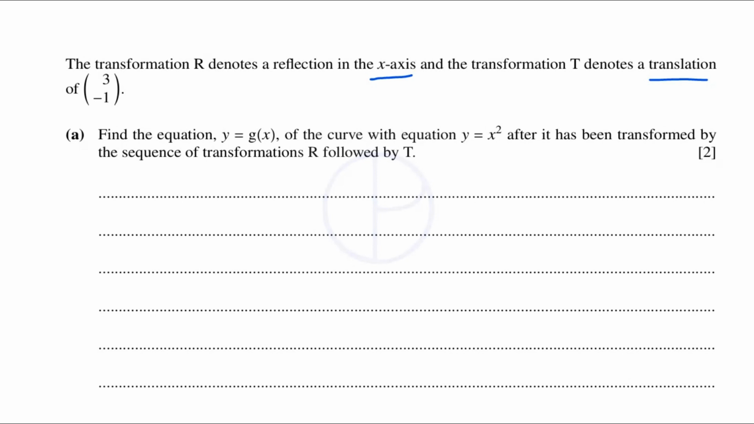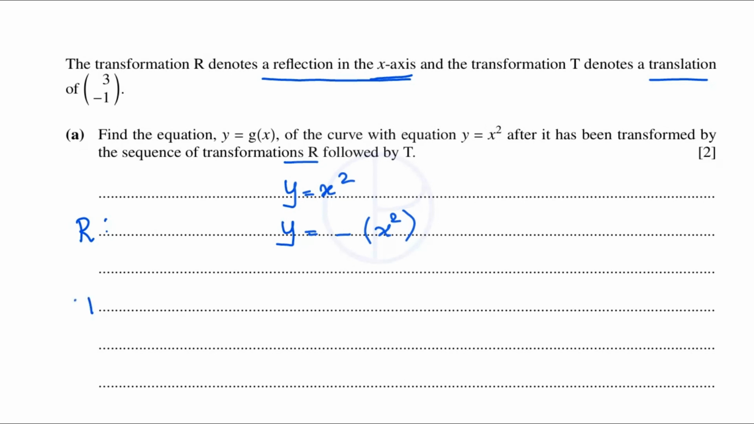Okay, so the equation of the curve given is y = x², and we are applying the sequence of transformations. First is R. R is nothing but the reflection in the x-axis. Suppose y = f(x), then the reflection of the curve in the x-axis will be y = -f(x). So y = -(x²), which is nothing but -x².